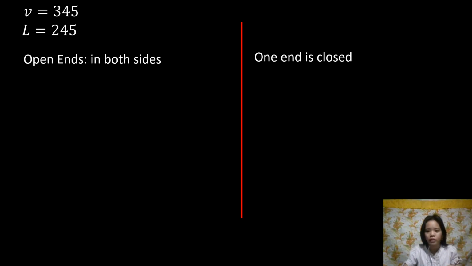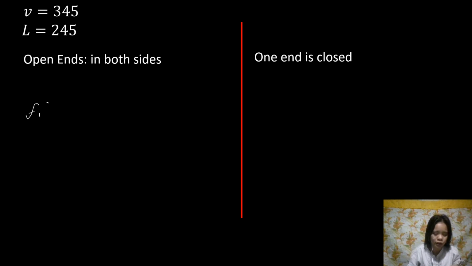So they have given us the first three harmonics in a 2.45 meter long pipe that is open at both ends, and the first three harmonics when one end of the pipe is closed. Let's assume that the speed of sound in air is 345 meters per second. They have given us the velocity, which is 345 meters per second, and the length of 2.45 meters. So now let's start with F1.